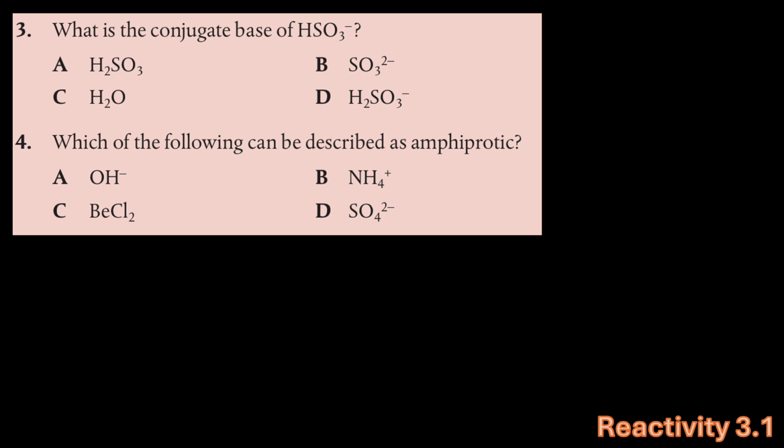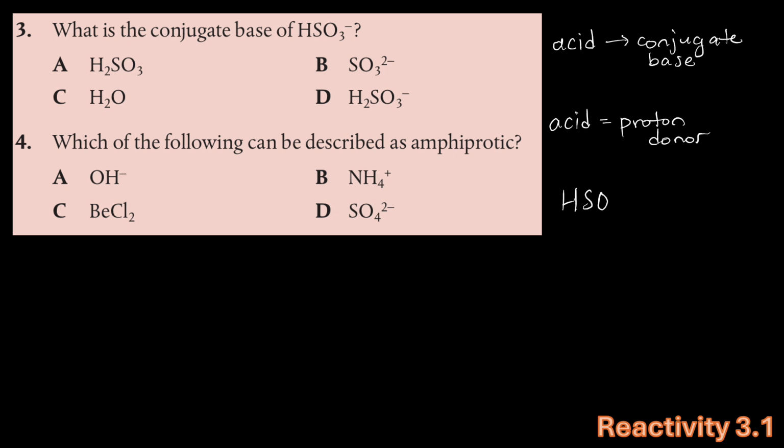Number 3, what is the conjugate base of HSO3 minus? So remember, if we're looking for a conjugate base, that means HSO3 minus is an acid because the acid turns into the conjugate base. And remember, the Bronsted-Lowry definition of an acid is a proton donor. So if we have HSO3 minus and it is a proton donor, then it's going to become SO3 2 minus. So your answer for 3 would be B.